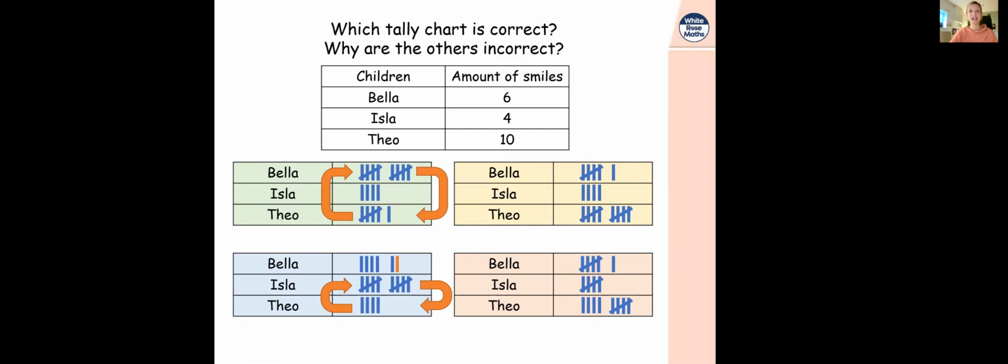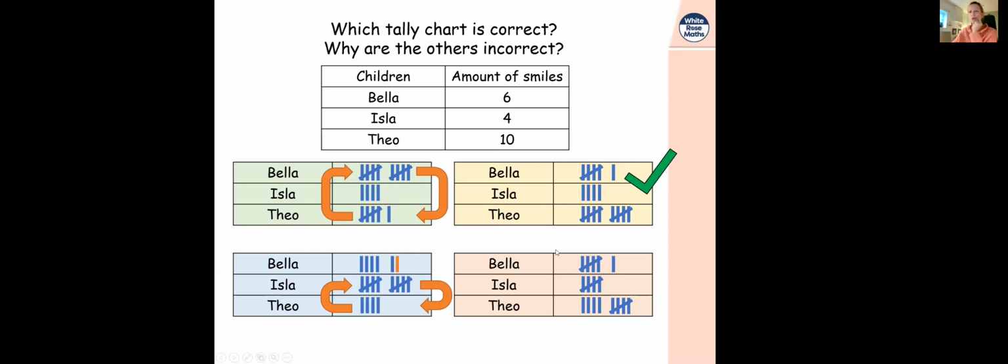Oh, I didn't see that, did you? Bella, it originally said Bella had only done 5 smiles. Cheeky, didn't do a cross over the 5. So they've added an extra tally in there to show that she did 6. Well done if you spotted that. And if you knew that the yellow one was telling us the correct information, you're absolutely right. Because it says Bella did 6, and you can see 6 tallies there. Isla did 4, and Theo did 10.